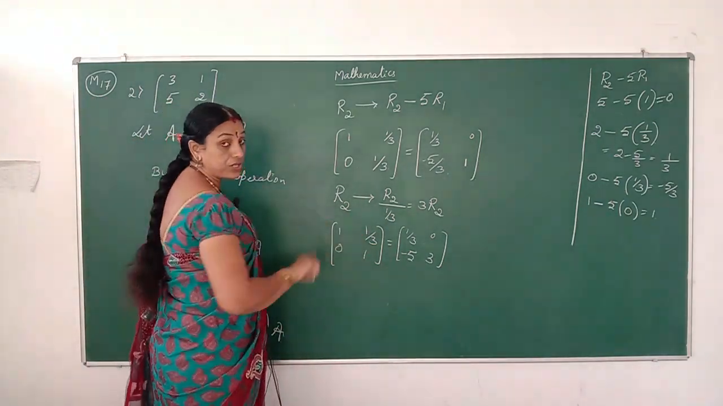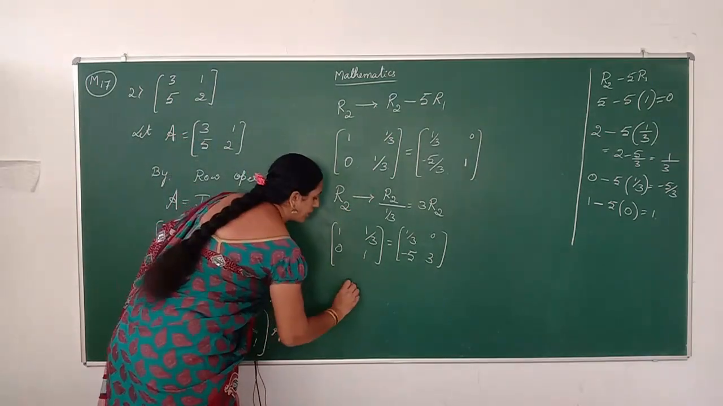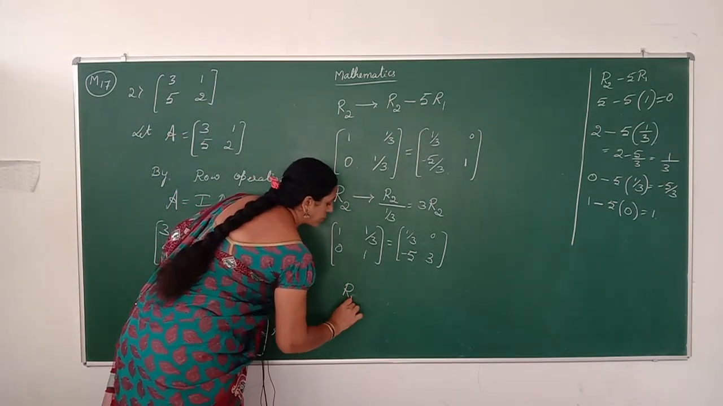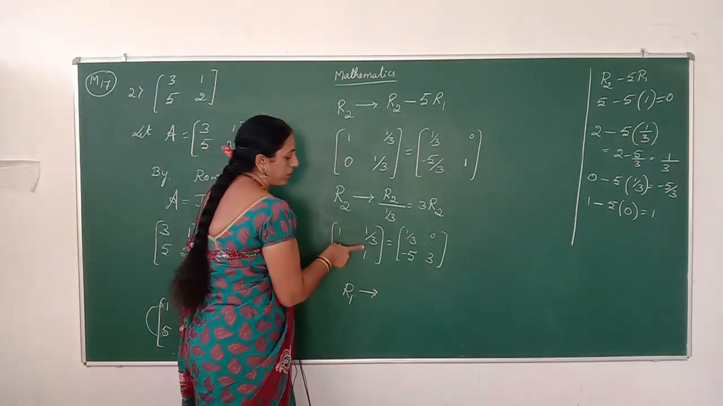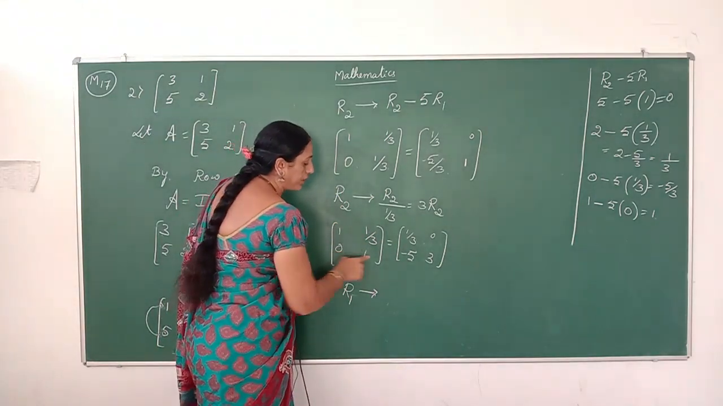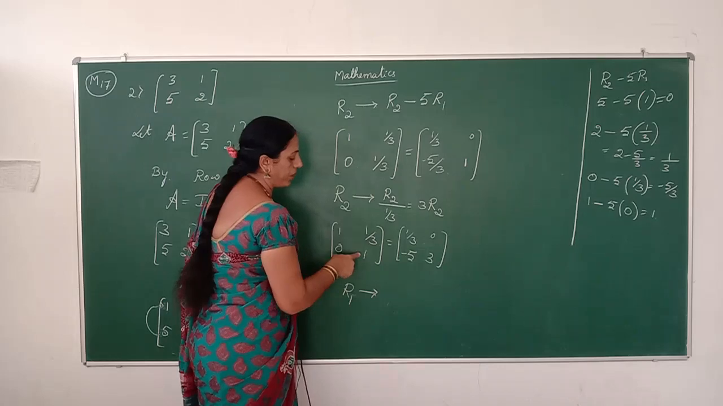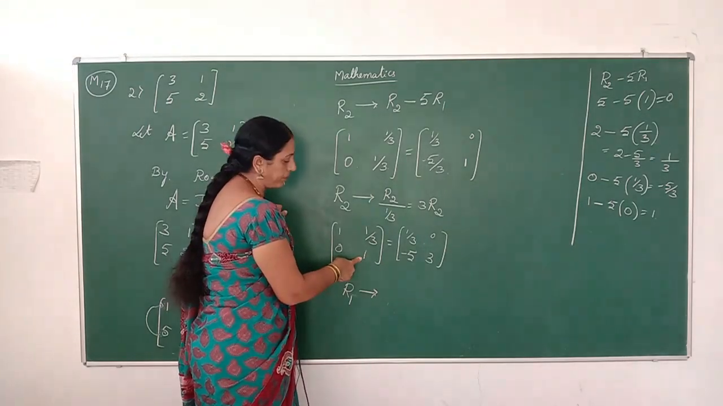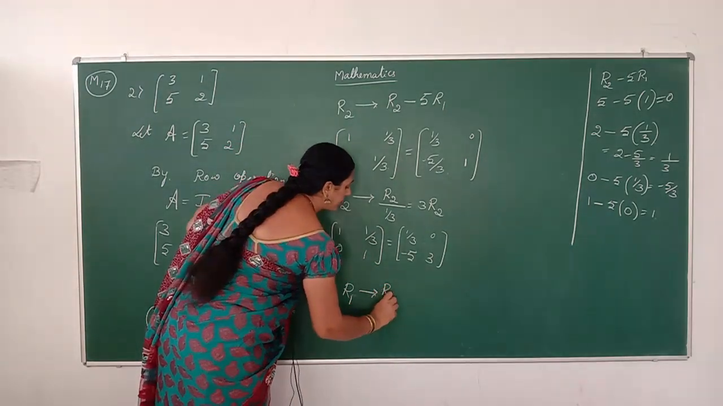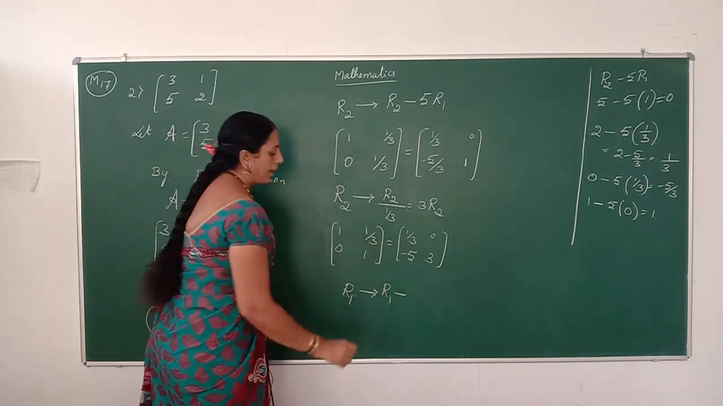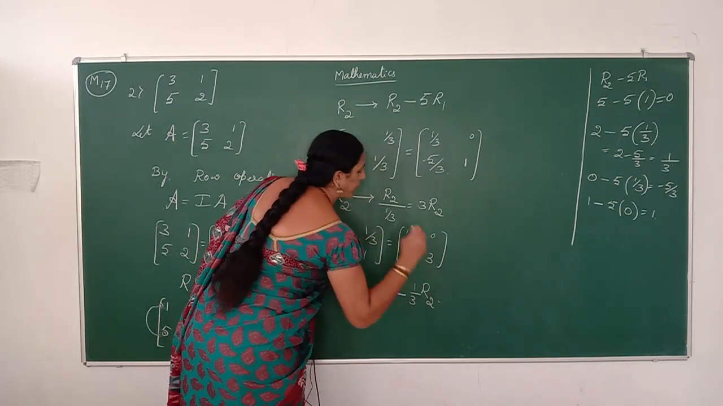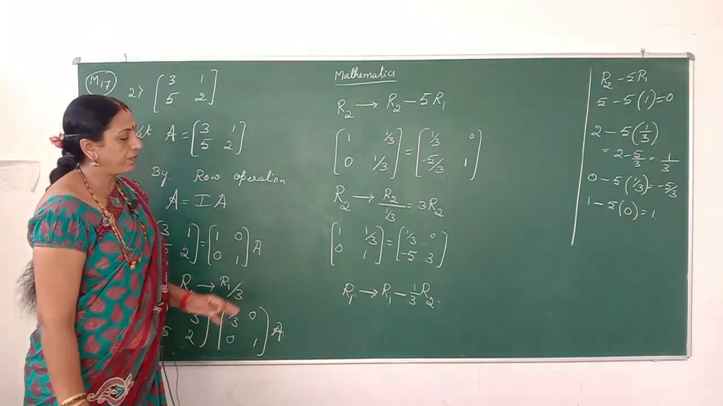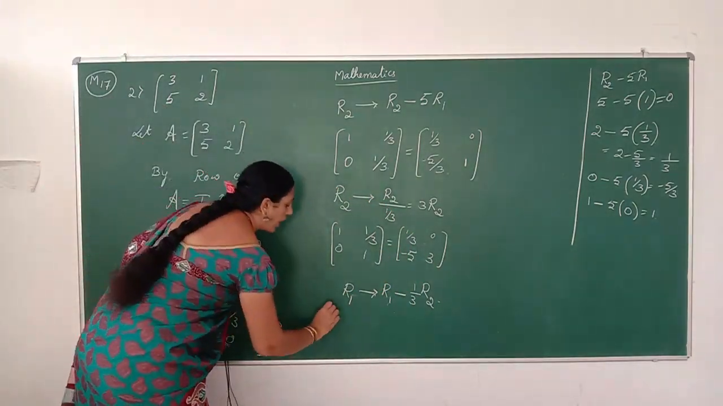It can be reduced to 0. But to reduce it to 0, we use subtraction. R1 can be changed with, but if these two elements are not equal to each other, therefore all the elements of the second row are multiplied by 1 by 3. So R1 can be changed with R1 minus 1 by 3 times R2, R1 minus 1 by 3 times R2.